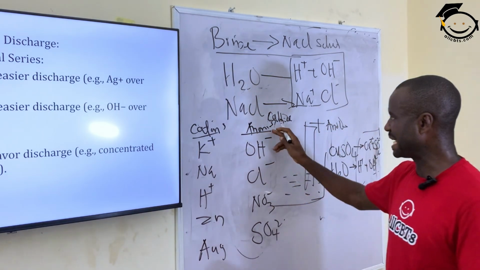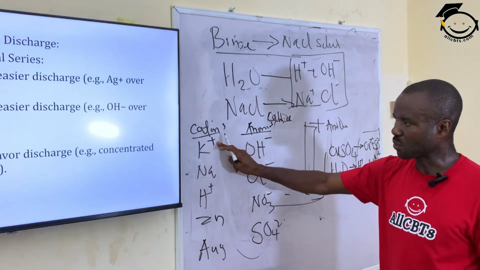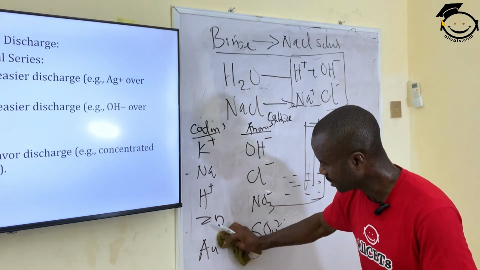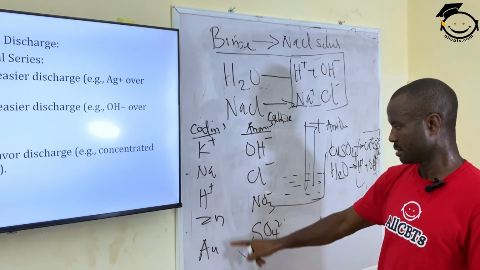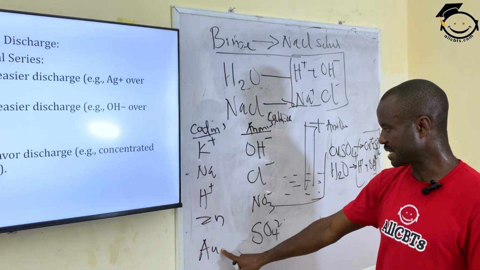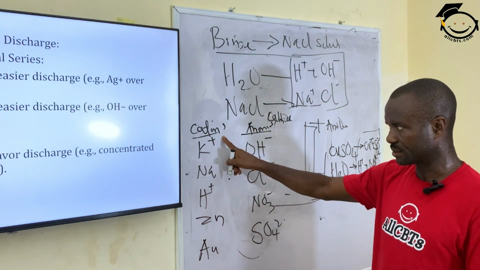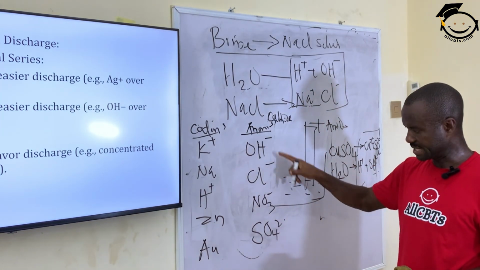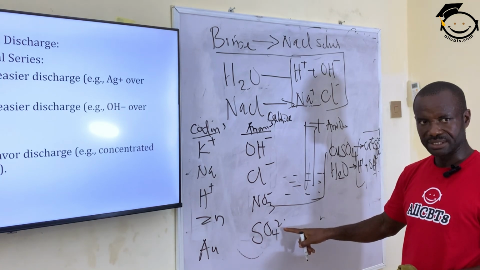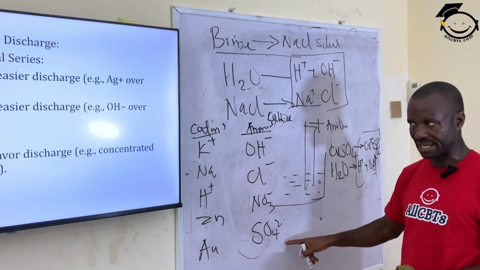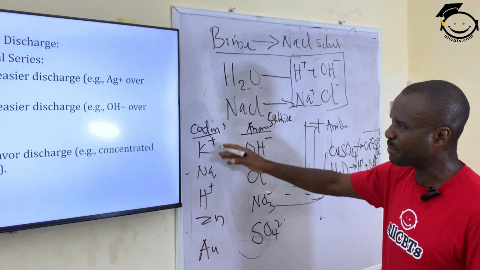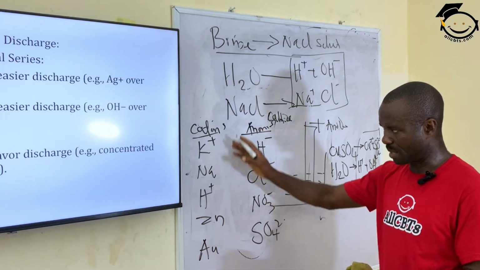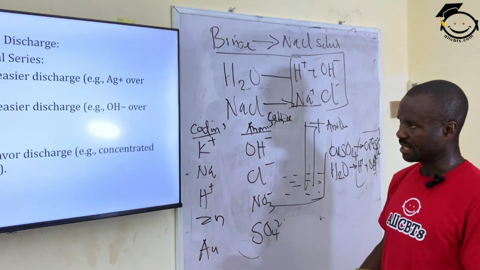So you can see these are negatively charged. For cations, potassium tops the list and gold is the lowest. For anions, hydroxide ion tops the list and sulfate ion is the lowest. Exactly, so we call this the electrochemical series. They are longer than this, but I will just give you a few examples.